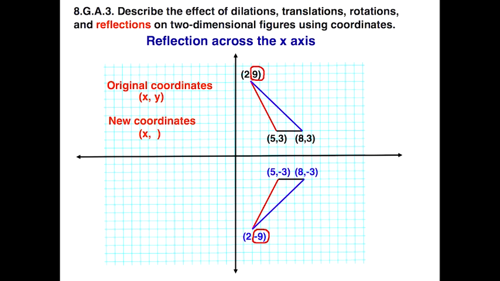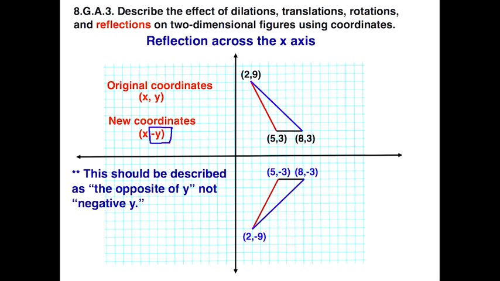And now we examine the y coordinates. It was 9, but now it's negative 9. 3 versus negative 3. And another 3 versus a negative 3. So it looks like our y coordinates, when we reflect across the x-axis, will be the opposite value.